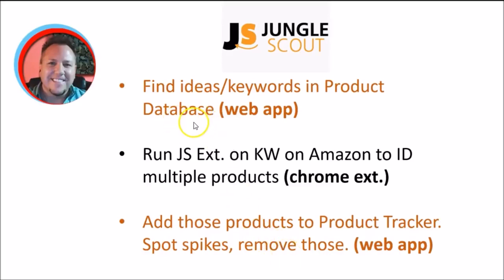So once more, find ideas and keywords in the product database, which is within the web app. You'll also want to run the Jungle Scout extension in your Chrome browser on the keywords while you're on the Amazon site, and that will help you to identify multiple products. Once you get those products, bring those into your web app again in the product tracker. It will help you to spot anomalies and remove those as needed so that you have a solid set of products from which to choose.